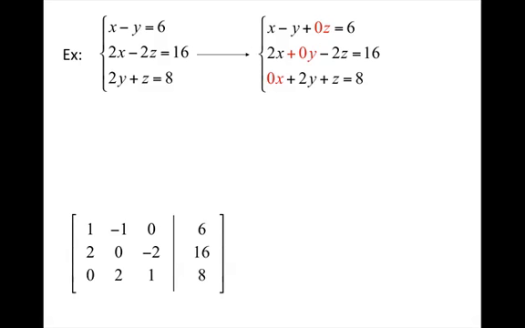So row 1 is 1, negative 1, 0, 6. Row 2 is 2, 0, negative 2, 16. And row 3 is 0, 2, 1, 8. Remember, column 1 had to be my x coefficients, column 2 had to be my y coefficients, and column 3 had to be my z coefficients.